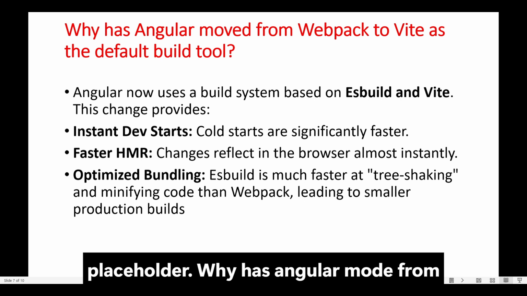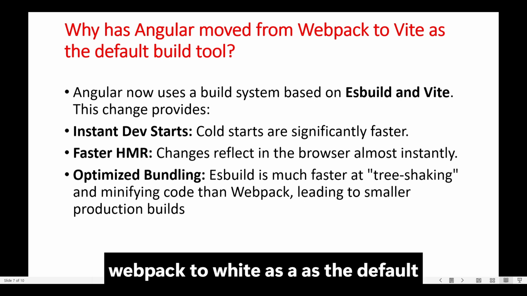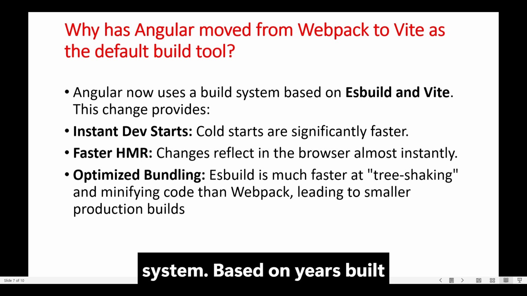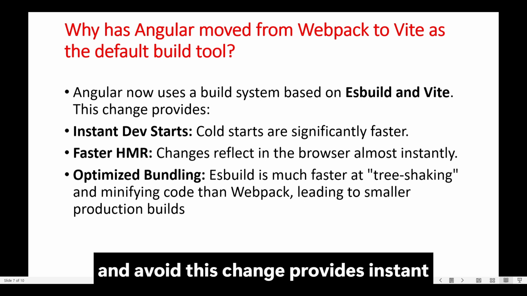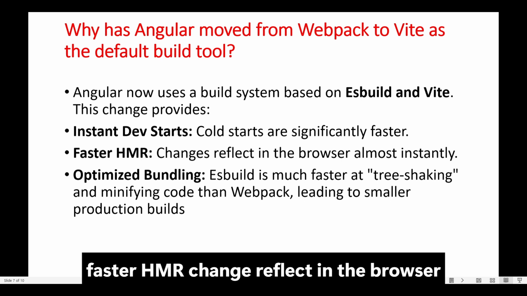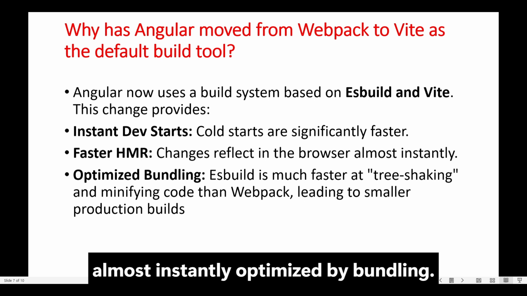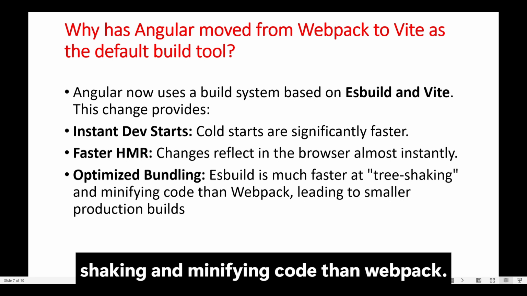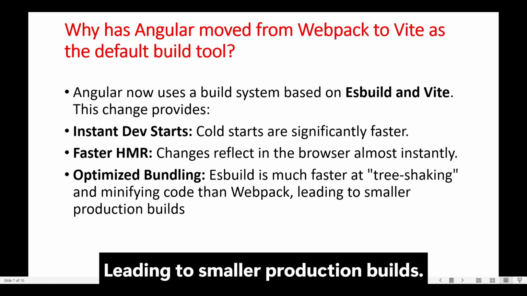Why has Angular moved from Webpack to Vite as the default build tool? Angular now uses a build system based on esbuild and Vite. This change provides instant dev server start, so cold starts are significantly faster; HMR, where changes reflect in the browser almost instantly; and optimized bundling. esbuild is much faster at tree shaking and minifying code than Webpack, leading to smaller production builds.